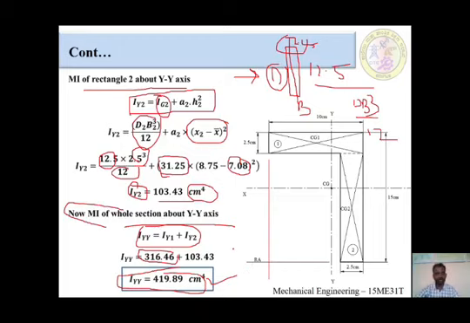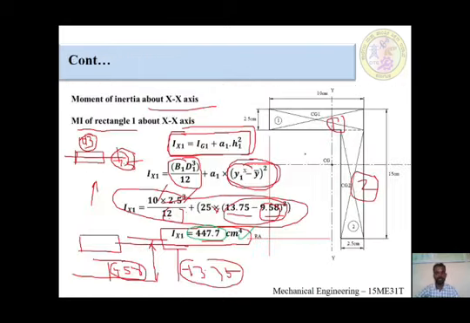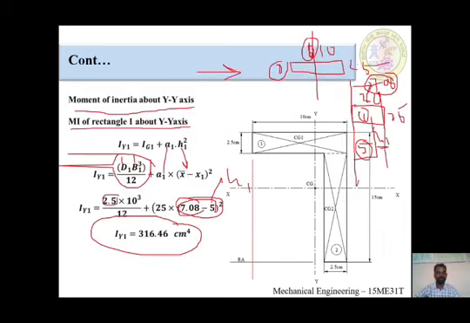This completes the calculation for both x-axis and y-axis. In the previous problem they asked to determine the moment of inertia about both the x-axis and y-axis of the inverted L section. We have completed both the x section and the y section. This completes the problem. I think you understood very well. In the next slide we will move to a very simple problem on the L section, the angle section. Let's move to the next slide.